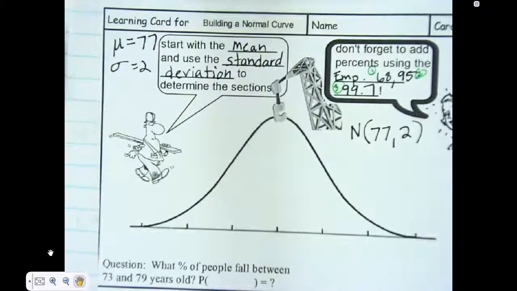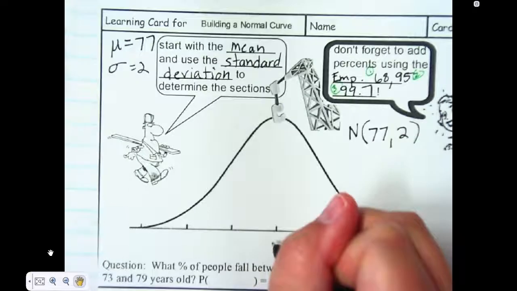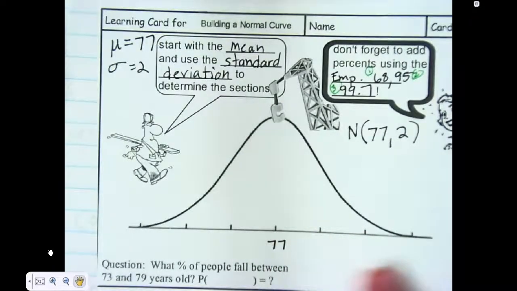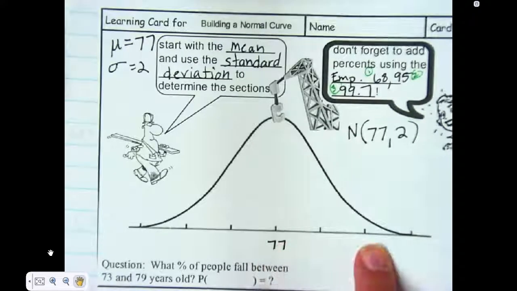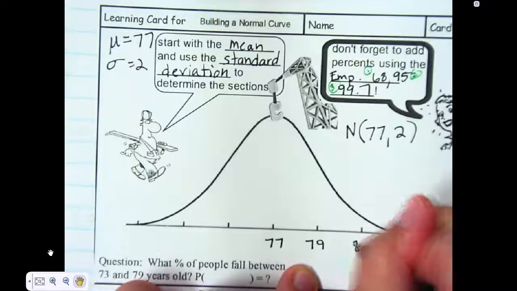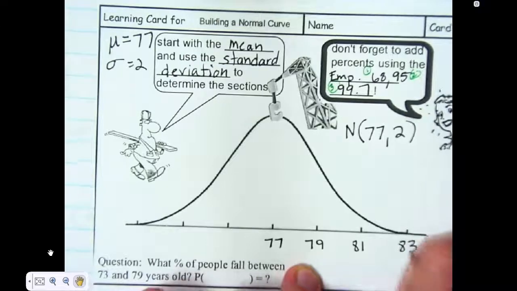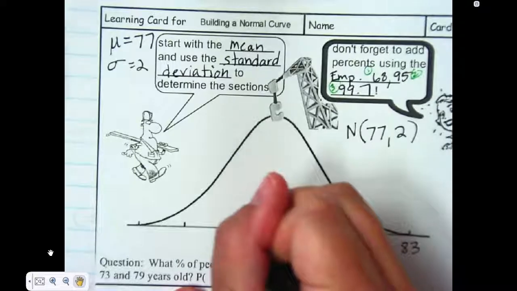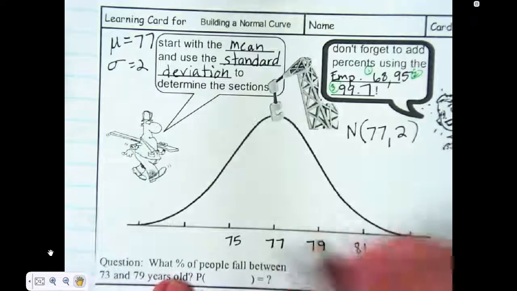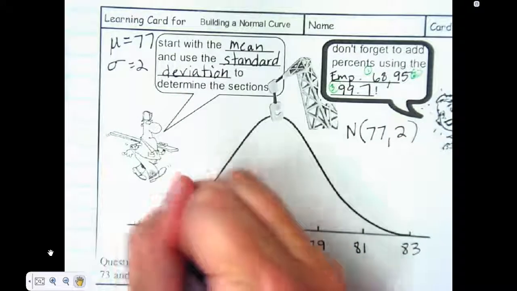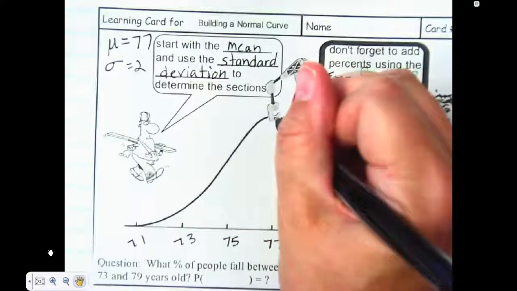So like the direction said, you start with the mean, and the mean is the middle. Each of these marks symbolizes a standard deviation away from the mean. I'm going to start by moving to the right. One standard deviation would be 77 plus 2, which is 79, then 81, and this third one would be 83. Now to go the other way, one standard deviation below, I'm going to subtract. So this would be 75, 73, and 71.